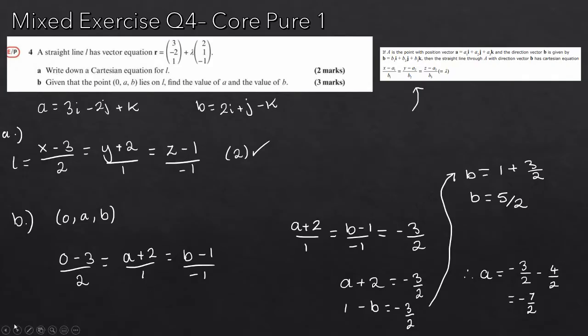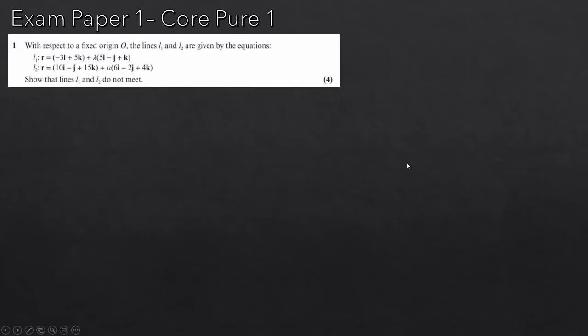So let's move on to the next one now. So this is from the exam paper 1, so this is right at the end of the Core Pure 1 book. And what we've got is 2 lines, L1 and L2, and we've just got to show that the lines L1 and L2 do not meet. Okay. So for these questions, what you've got to do is consider each line and the components for each line and make it equal to the next line.